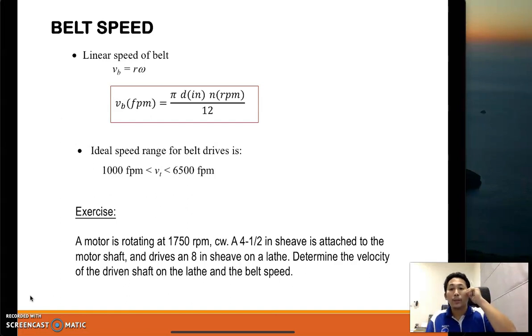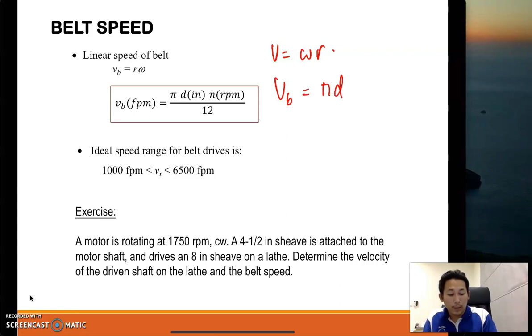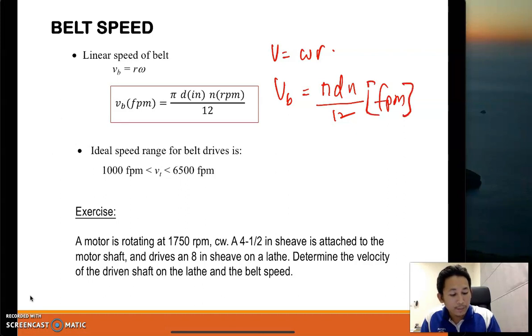Okay, so belt speed V equals omega R, and omega is equal to that one, V_B equals pi d N over 12. That is feet per minute. N is the number of revolutions.